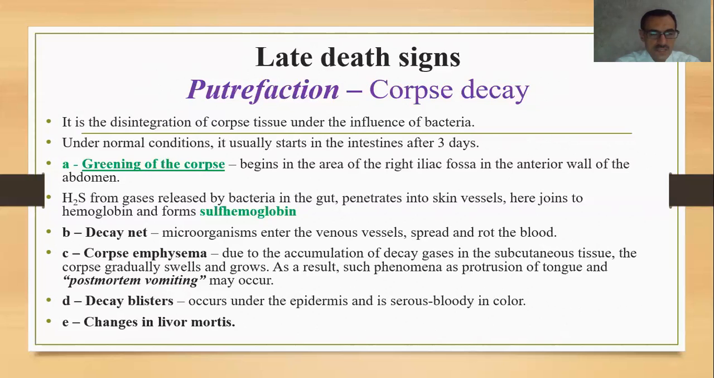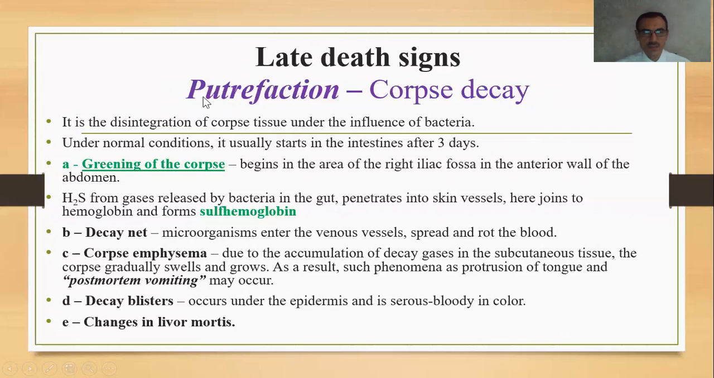Then corpse emphysema. Due to the accumulation of decay gases in the subcutaneous tissue, the corpse gradually swells and grows. As a result, such phenomena as protrusion of tongue and post-mortem vomiting may occur. Or maybe by the emphysema of the trunk, there can be ruptures also. Then decay blisters that occur under the epidermis and are serous bloody in color, and maybe the change in the livor mortis.